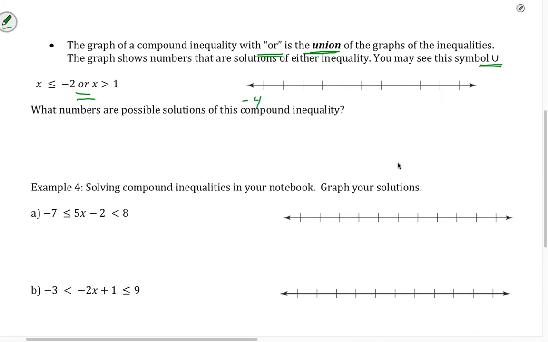So -4, -3, -2, -1, 0, 1, 2, 3, 4, 5, 6. That's my number line. I'm going to have this, which is x is less than or equal to -2. So that's a square bracket, and I'm going to shade to the left. This is a curved bracket, and I know it's shading away from that one, so it's going to be opening to the right. And I shade that way.